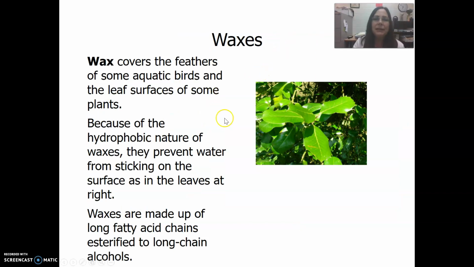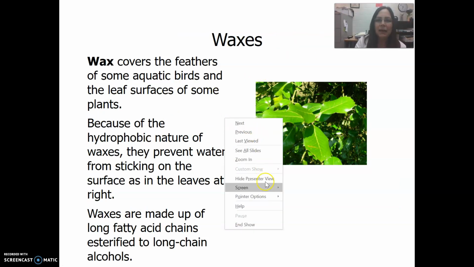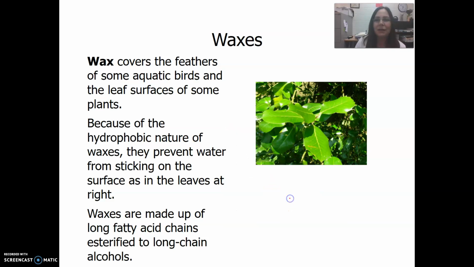Another example of lipids are waxes. We find waxes in nature covering the surface of leaves, covering birds' feathers, and earwax, of course, is an example of a wax. So waxes are examples of lipids. They're made up of long fatty acid chains esterified or bonded to long chain alcohols.